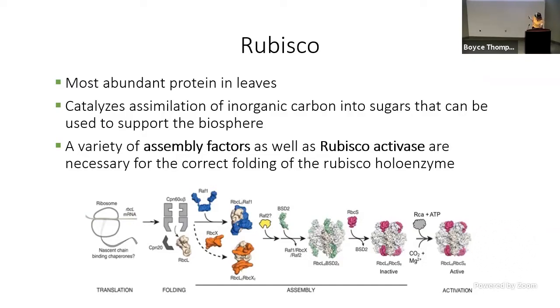So as you can see here, you've got in red circles the large subunit and the small subunit, and there's about 8 of each, and they assemble into this one massive enzyme. And then this is RAF1, which is an assembly factor, and I'll come back to that later.